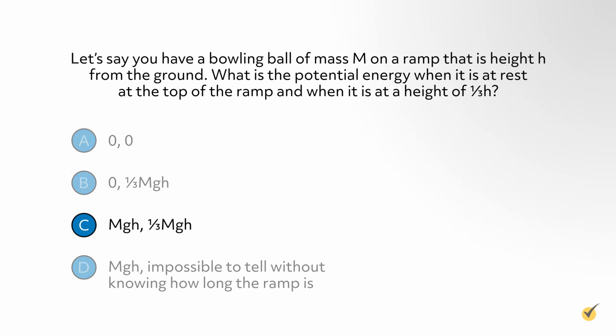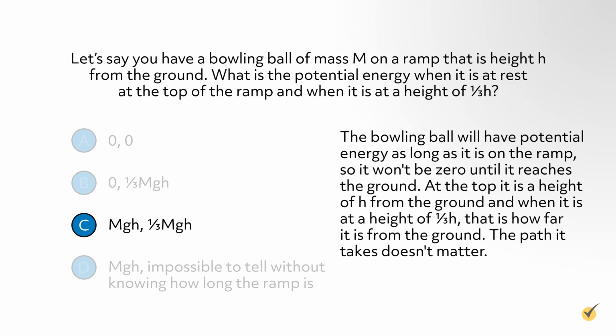The correct answer is C. The bowling ball will have potential energy as long as it is on the ramp, so it won't be 0 until it reaches the ground. At the top, it is a height of h from the ground, and when it is at a height of 1/3 h, that is how far it is from the ground. The path it takes doesn't matter.